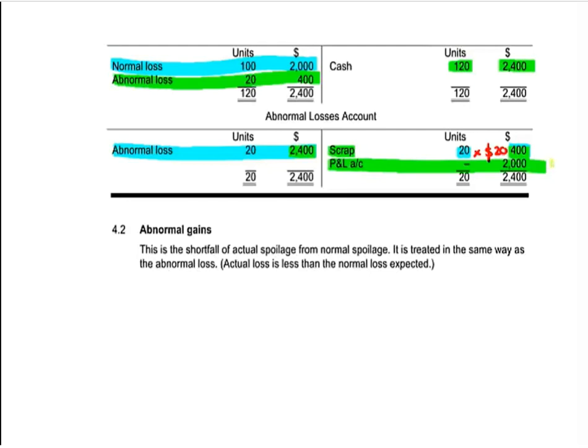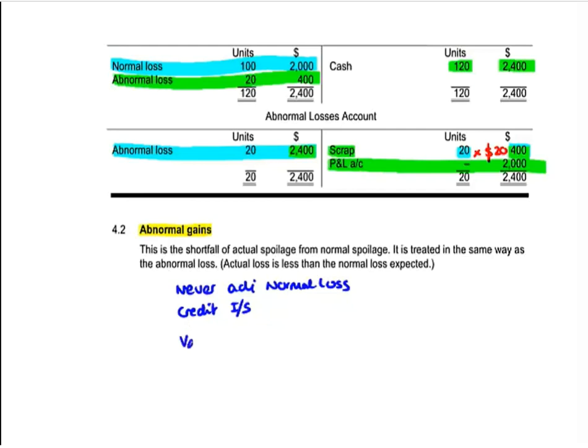The opposite happens when we have an abnormal gain. This is when there is less normal loss than we're expected. It gets treated in the same way as an abnormal loss. We never adjust the normal loss. So what we're going to see is how we would account for the abnormal gain. But basically, we never adjust the normal loss. Instead, it's going to be a credit to the income statement because it's an additional benefit. It's more units than we were expecting that we can sell as good output.